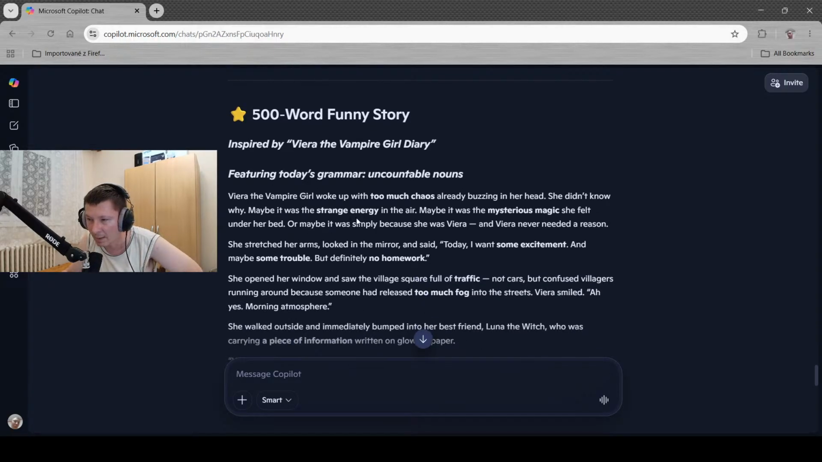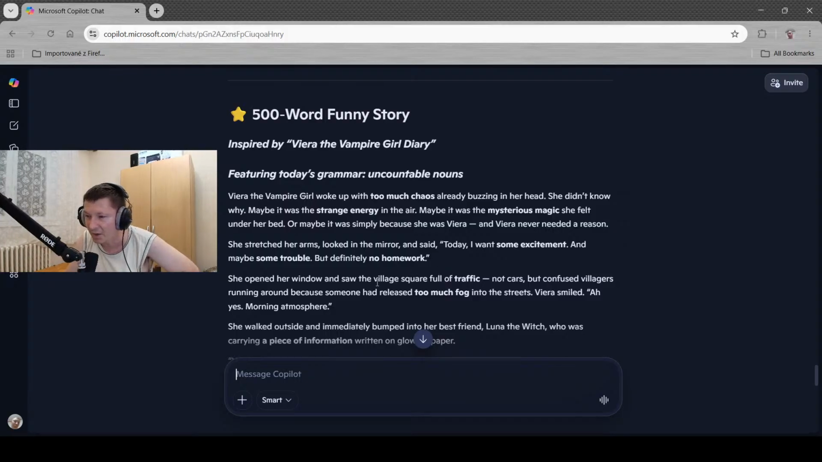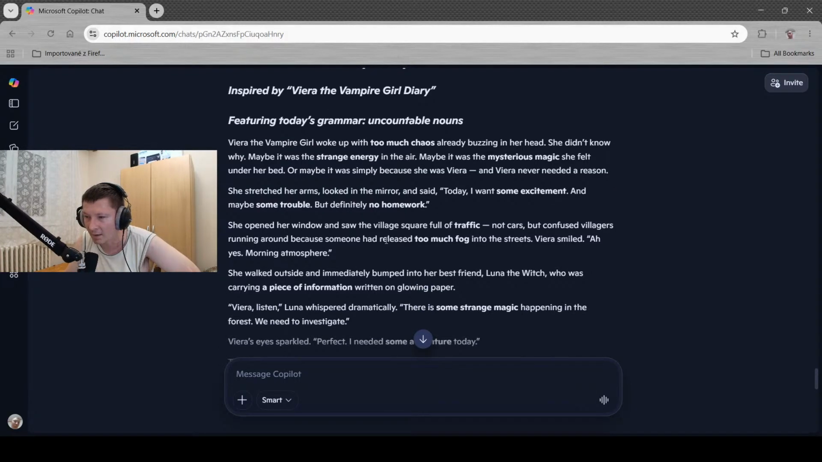Viera the vampire girl woke up with too much chaos already buzzing in her head. She didn't know why. Maybe it was the strange energy in the air, or the mysterious magic she felt under her bed. Or maybe it was simply because she was Viera, and Viera never needed a reason. She stretched her arms, looked in the mirror, and said, "Today I want some excitement and maybe some trouble, but definitely no homework." She opened her window and saw the village square full of traffic. Not cars, but confused villagers running around because someone had released too much fog in the streets. Viera smiled. "Ah, yes, morning atmosphere."